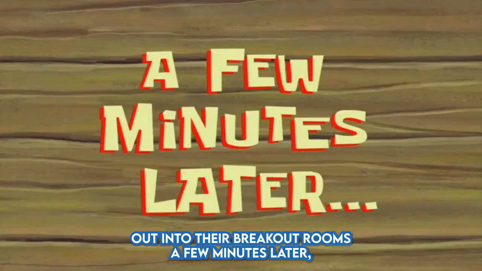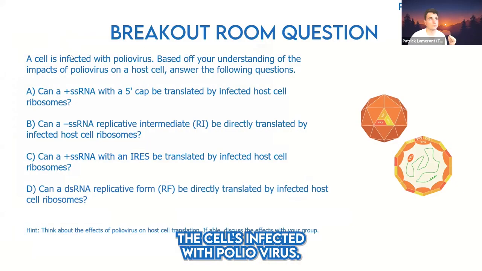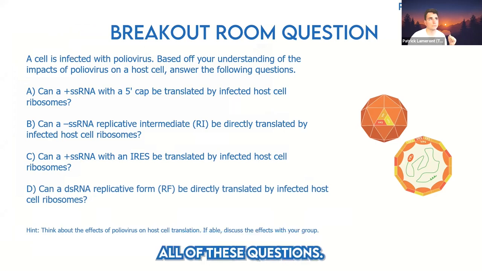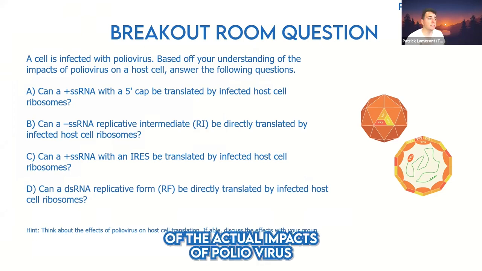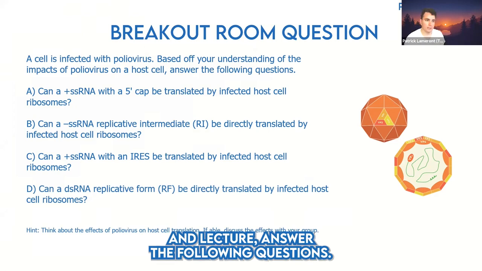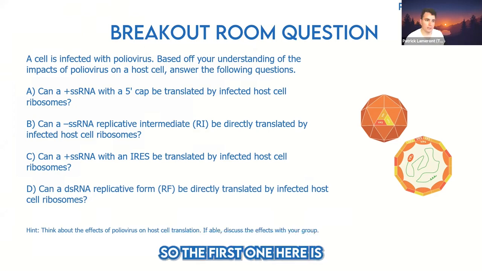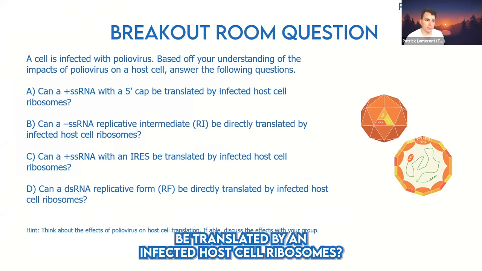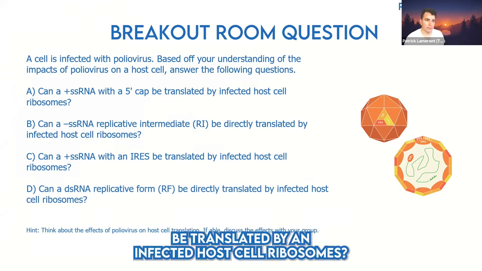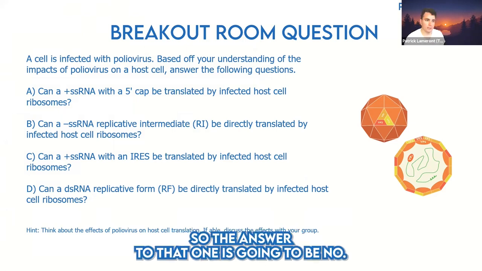A few minutes later. The cell is infected with poliovirus, so that's really key to answering all of these questions. Based on your understanding of the actual impacts of poliovirus on the host cell that you learned in lecture, answer the following questions. The first one here is, can a single-stranded RNA with a 5' cap be translated by an infected host cell's ribosomes? The answer to that one is going to be no.